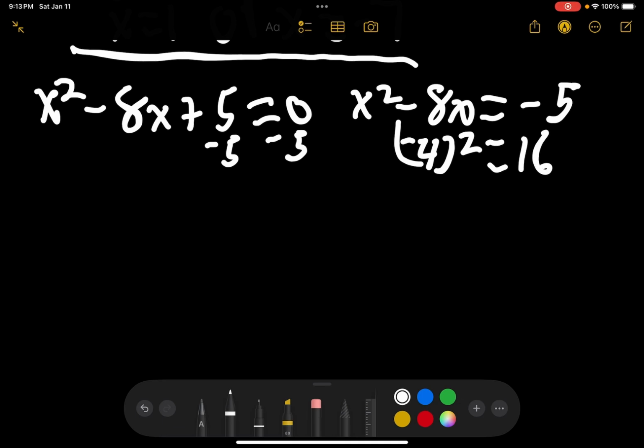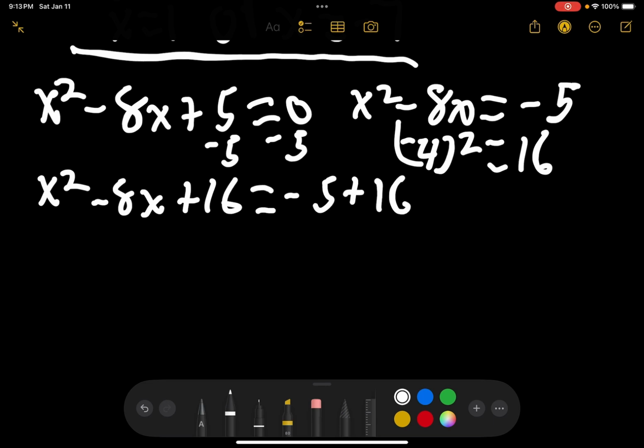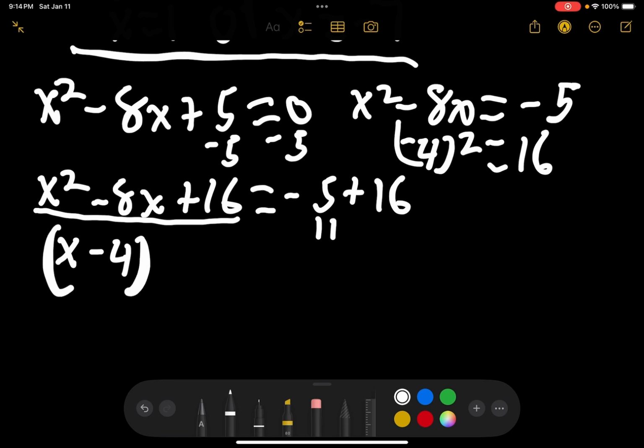So then I'm going to bring it over here. We got x squared minus 8x plus 16 equals negative 5 plus 16. Negative 5 plus 16 is 11. So we're just going to leave that right there. And this is a perfect square now. So x minus 4 squared equals 11, because negative 5 plus 16 is 11.